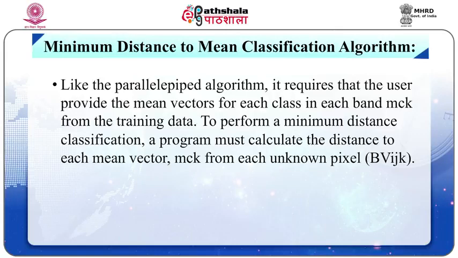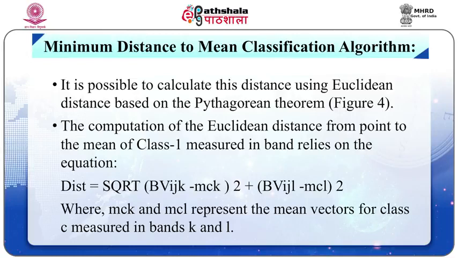To perform a minimum distance classification, a programmer must calculate the distance to each mean vector MCK from an unknown pixel. It is possible to calculate this distance using Euclidean distance based on the Pythagorean theorem, shown in figure number 4. The computation of the Euclidean distance from a point to the mean of class 1, measured in the bands, relies on the given equation: distance equals the square root of (BVijk minus MCK) squared plus (BVijl minus MCL) squared, where MCK and MCL represent the mean vectors for class C measured in bands K and L.